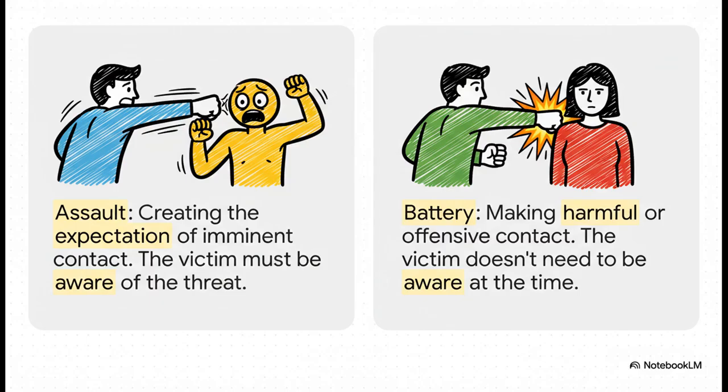All right, let's clear up one of the most common mix-ups out there: assault versus battery. They are not the same thing, okay? Assault is the threat. It's when you make someone reasonably believe they're about to get hit. So if I swing my fist at you and you see it coming, that's an assault. Battery is the follow-through. It's the actual physical contact. So if I sneak up and punch you from behind, well, that's a battery, but it's not an assault because you never saw it coming. You weren't aware of the threat.